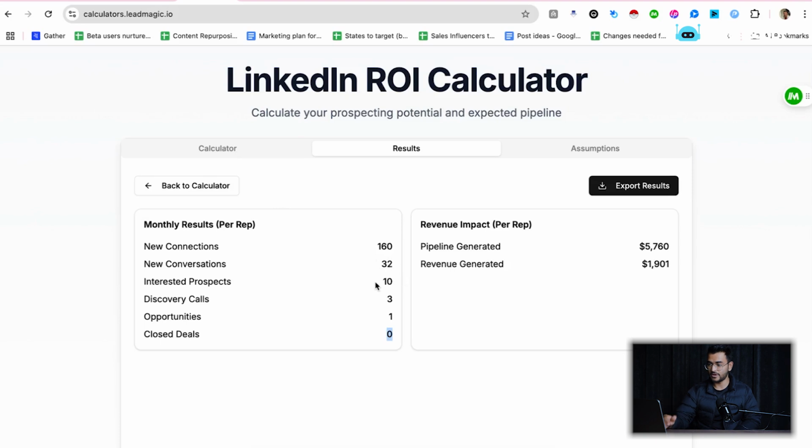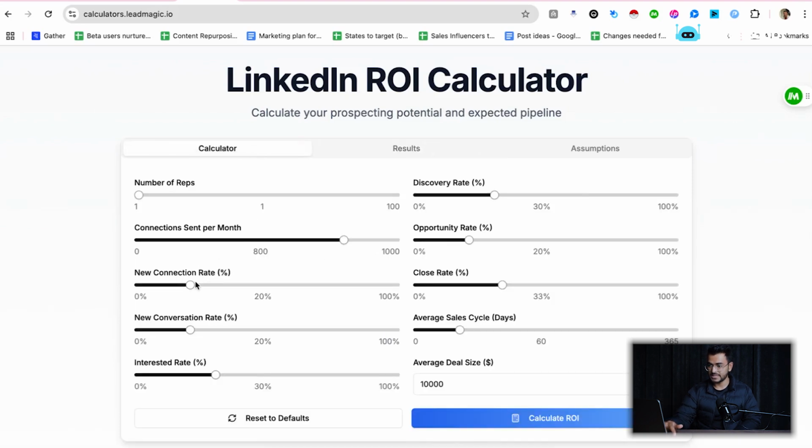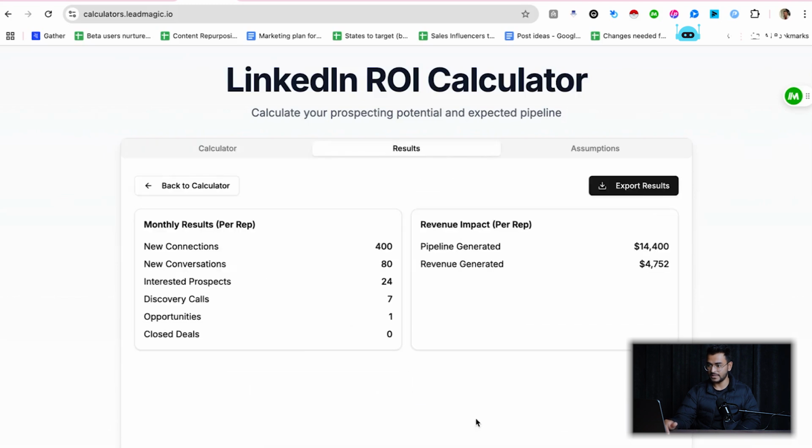Now let's play around with other variables and see what we can do to improve this. Okay, let's say instead of connection rate being 20%, it's suddenly 50%, right? Half of your people are actually converting. Now suddenly the numbers look much better, right? You have 8 new conversations, much more interested prospects. The close deals is still 0. So this means that some variables matter much more than others, right?